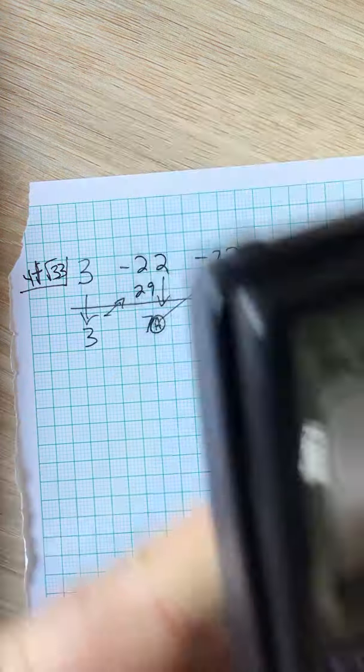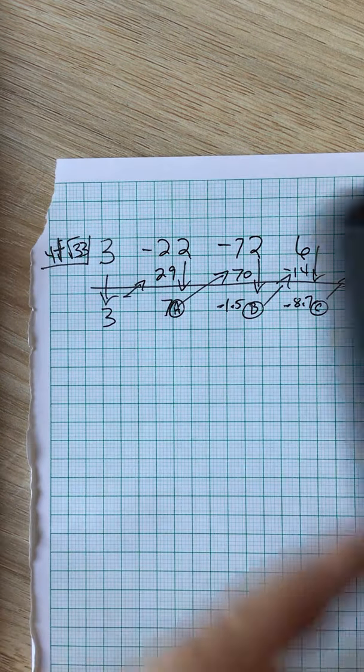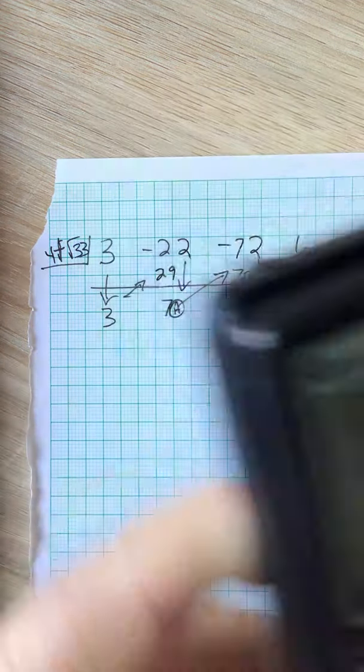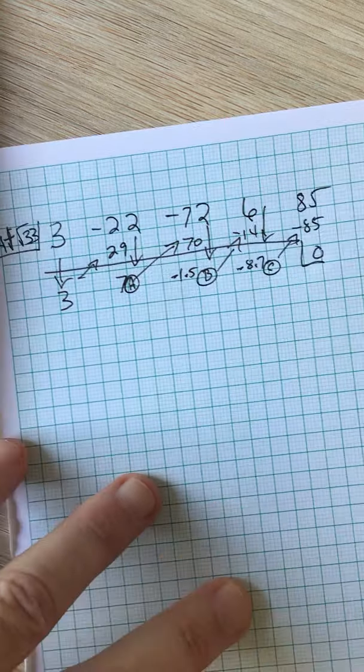And you see how I'm keeping track of what that is? And now C times X had better be negative 85. And it is. Okay, so we got the first 0 to work.